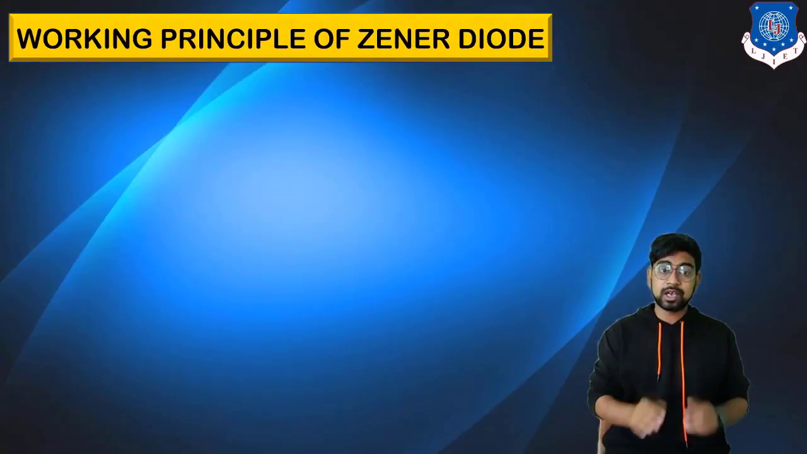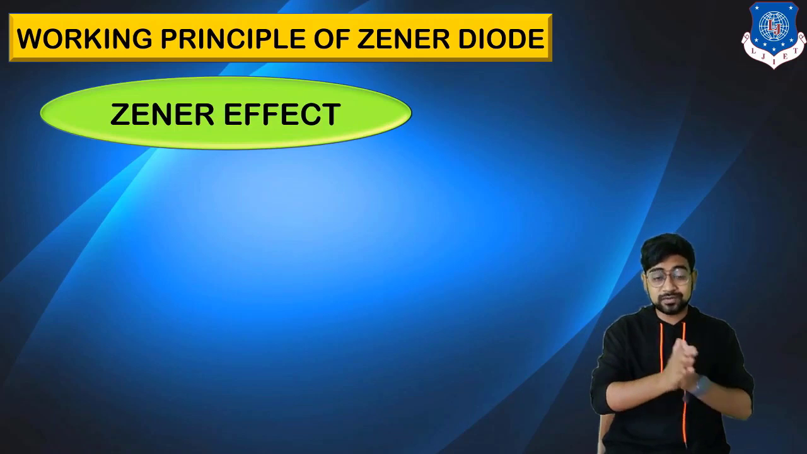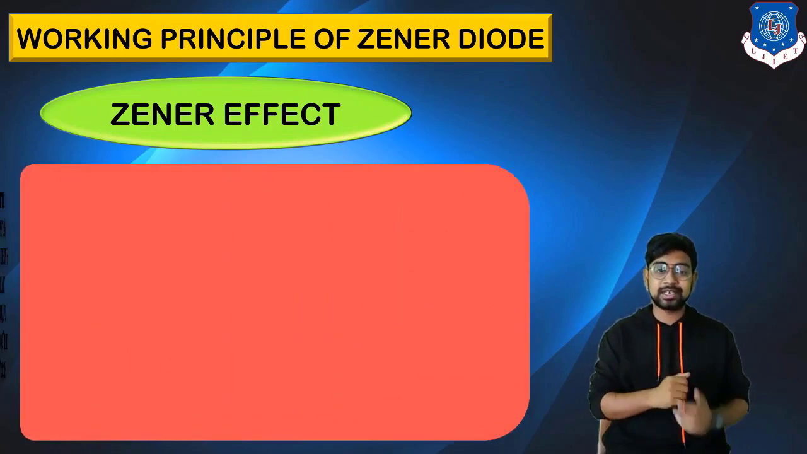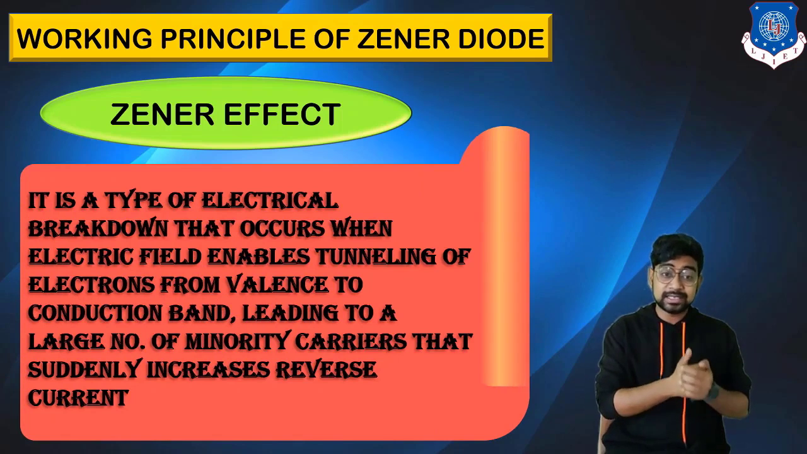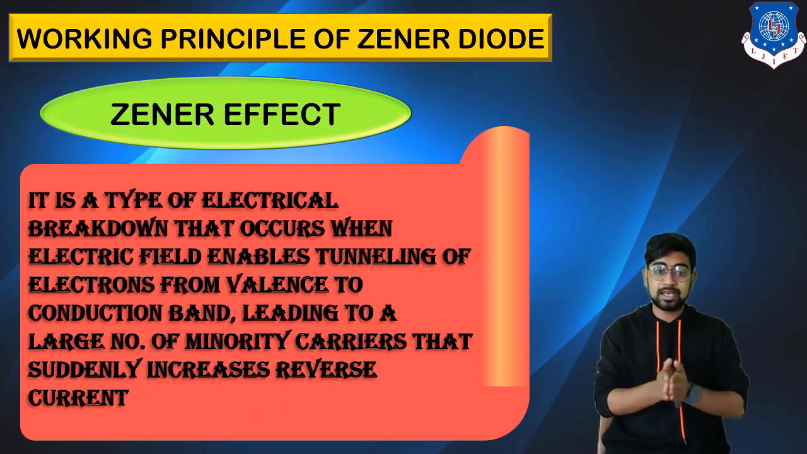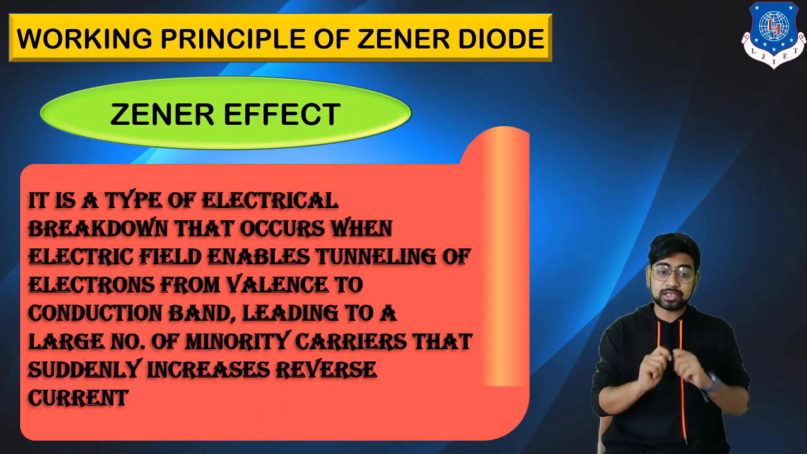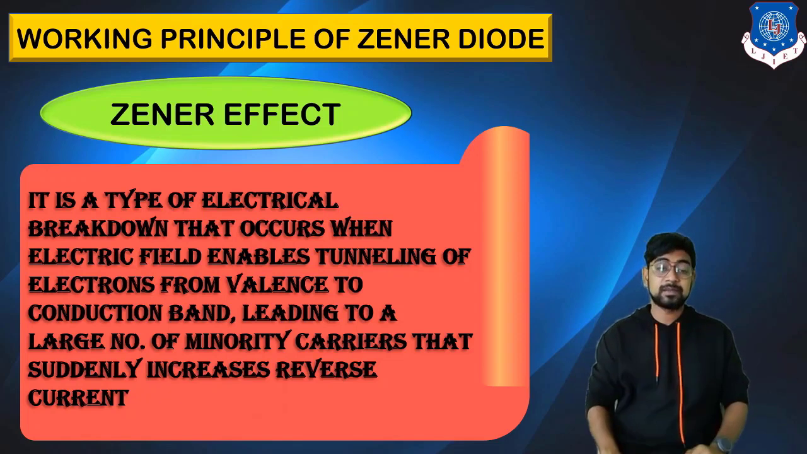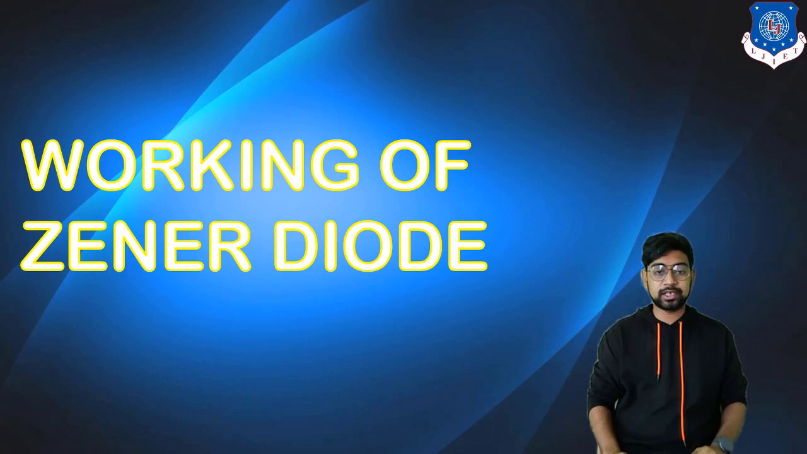Now how does the working principle of the Zener diode work? First we will go with the Zener effect. The Zener effect is a type of electrical breakdown that occurs when the electric field enables tunneling of electrons from the valence band to the conduction band, leading to a large number of minority carriers that suddenly increases the reverse current. So actually the reverse current and the Zener effect come into the picture. What is happening because of that reverse current? That reverse current actually flows through the Zener diode. Now how it is happening, let's see in the working of the Zener diode.